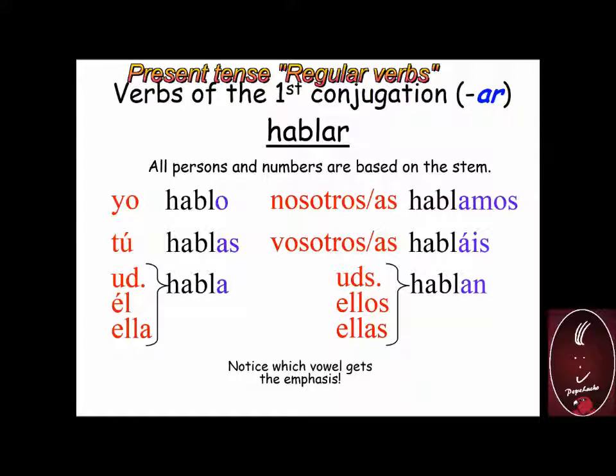So let's see which vowels get the emphasis. What is the stress when we conjugate the verb? Yo hablo, tú hablas, él, ella, usted habla, nosotros, nosotras hablamos, vosotros, vosotras habláis, ellos, ellas, ustedes hablan.